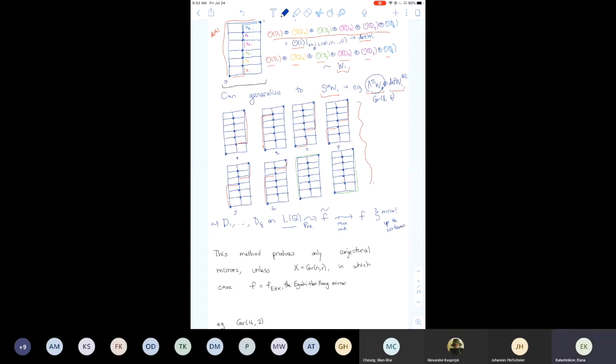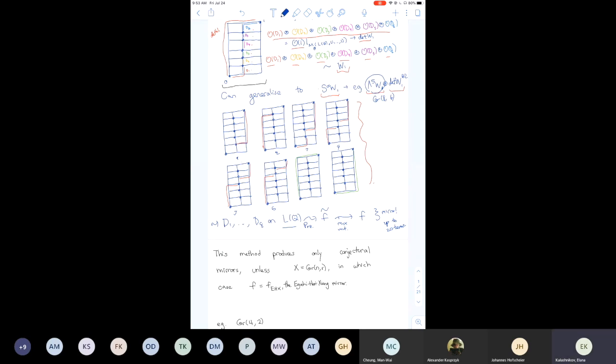So in the last, I guess, 10 or so minutes of my talk, I want to talk a little bit about how this method connects with other mirrors for the Grassmannian. So are there any questions?